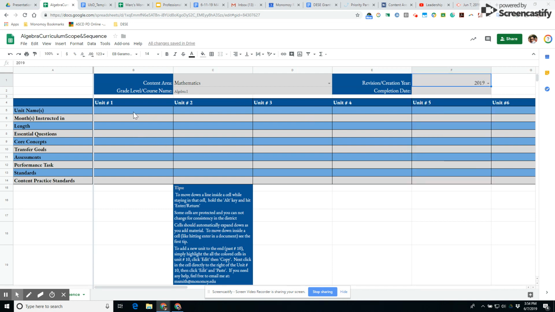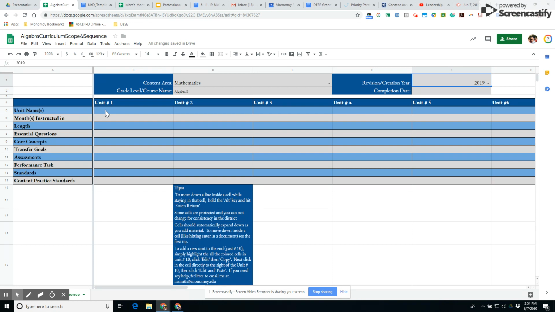You'll see the way this is organized is units are organized horizontally, moving left to right, and then the information for you to enter is organized vertically. There are some tips provided here for operating inside the cells, because if you're not familiar working in either Excel or Google Sheets, it operates a little bit differently than a typical Word document on how you move around.